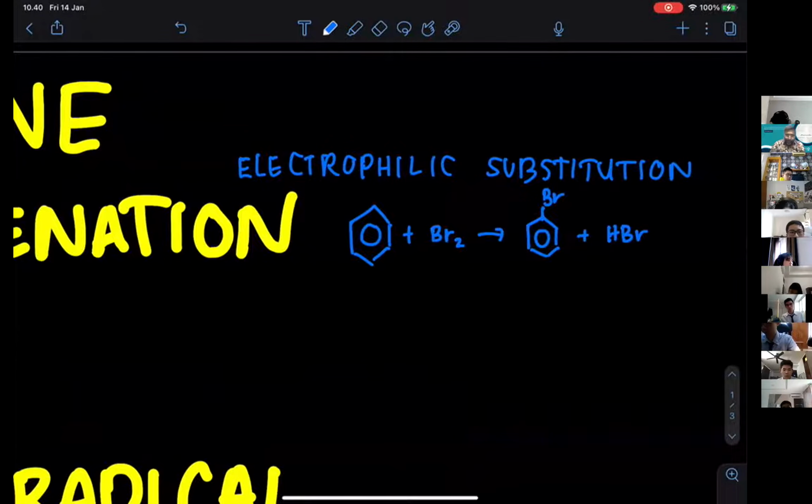If I write down the mechanism of the reaction, the first thing is going to be by using the catalyst or the halogen carrier.